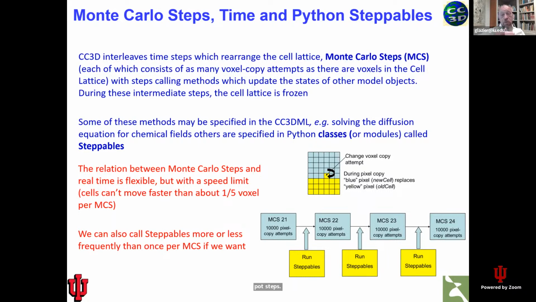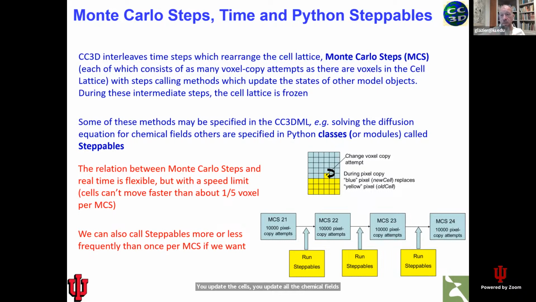But you have a Potts step where you update the configuration of the cell lattice, and then you have a Steppable step that would run, for example, all of the things you're going to specify in Python. And you'll also at that time run the diffusion solvers and also the network analysis solvers. And so you're alternating time steps. You move the cells, you update the chemical fields, you do all the rules that you specify in Python.